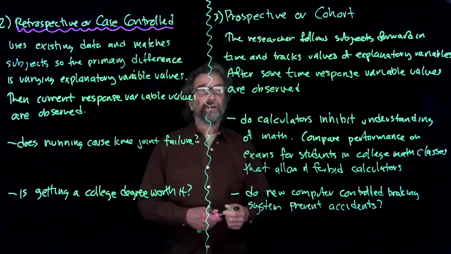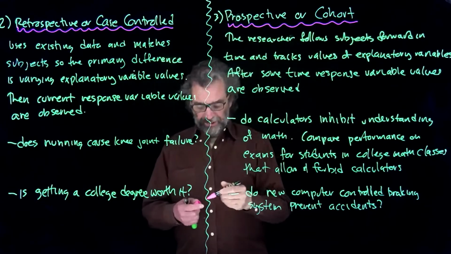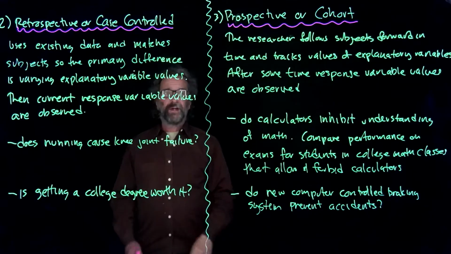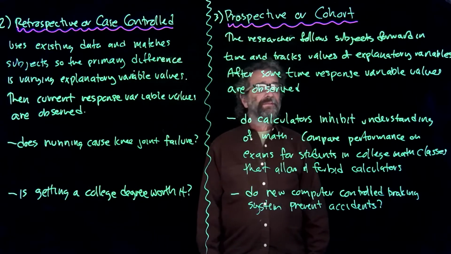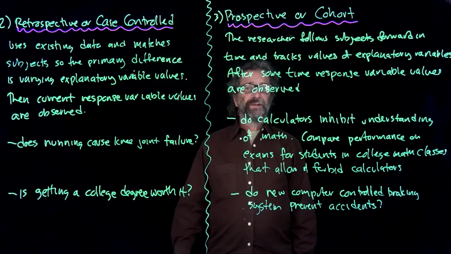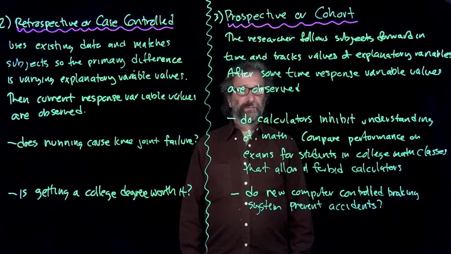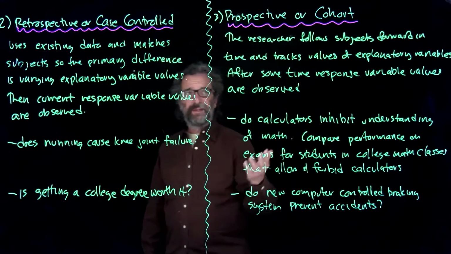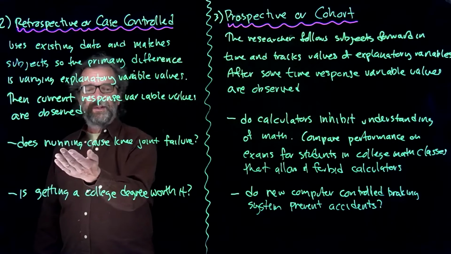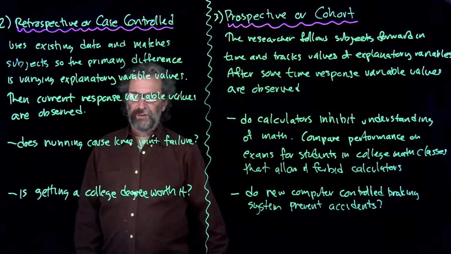That might work. The third kind of study is prospective or cohort study. Prospective means you go forward in time. The researcher follows subjects forward in time and tracks values of the explanatory variable or variables. After some time, the response variable values are observed. So that means you're going to keep track of some kind of behavior. If we did that, we could follow people forward in time that are runners and see later on if they happen to have knee joint failure. So I have to wait a long time, but I guess you could do it.